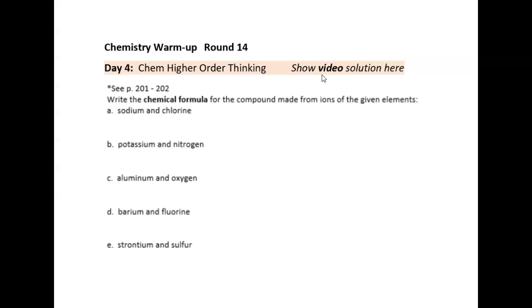Sodium is in group 1A. It creates a positive 1 ion. Chlorine is in group 7A. It creates a negative 1 ion. The least common multiple of positive 1 and negative 1 is 1. We only need to have one sodium ion and one chloride ion. The formula is Na1Cl1, or more simply, NaCl.